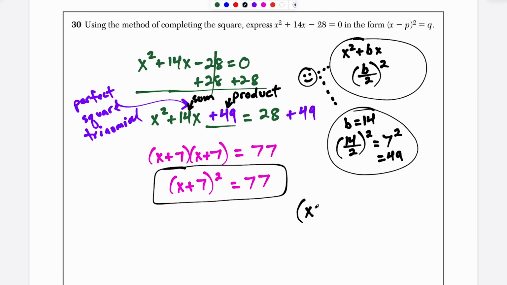But if we really wanted to write this in a form that matches what they have, I could say x plus 7 is the same thing as x minus negative 7. But that just seems really silly to go this extra step here. So I won't even bother with this because according to the rubric, if we look at some of the model responses here, this is enough to get full credit.